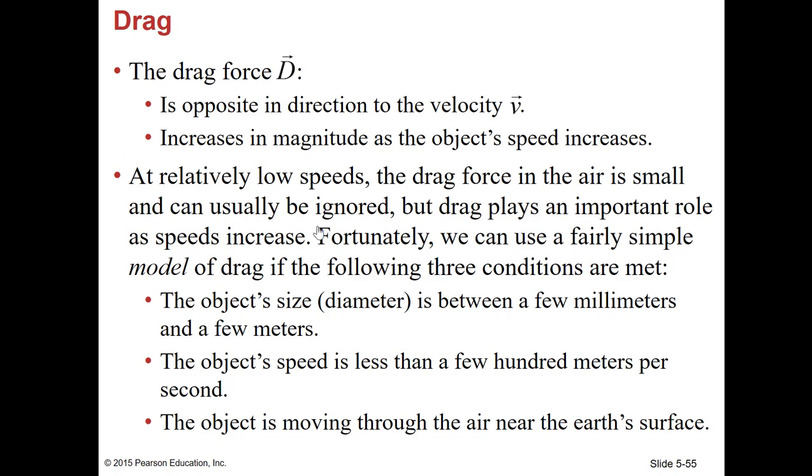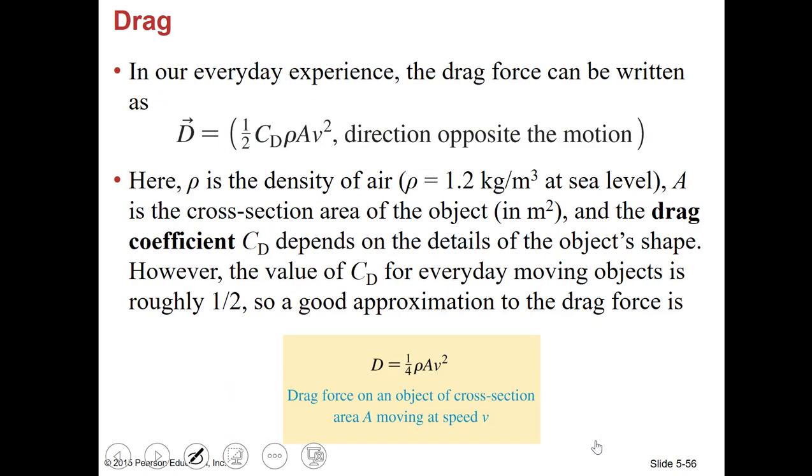Okay, so fortunately we can use a fairly simple model of drag if we can meet three conditions. The object size is relatively small, between a few millimeters and a few meters, speeds less than a few hundred meters per second, and moving through air near the Earth's surface. Those are the three conditions that we'll have here. And here's the formula for those conditions: 1/2 C sub d, density times cross-sectional area times speed squared. So rho, that's how this is pronounced, it's the density of air. At sea level, it's about that value, 1.2 kilograms per cubic meter.